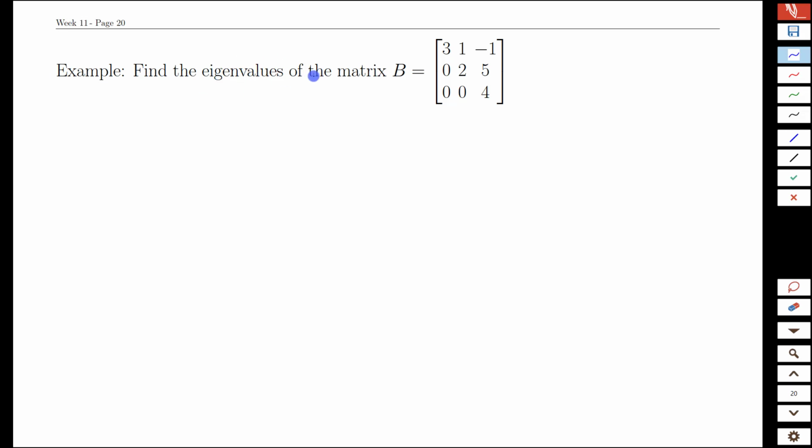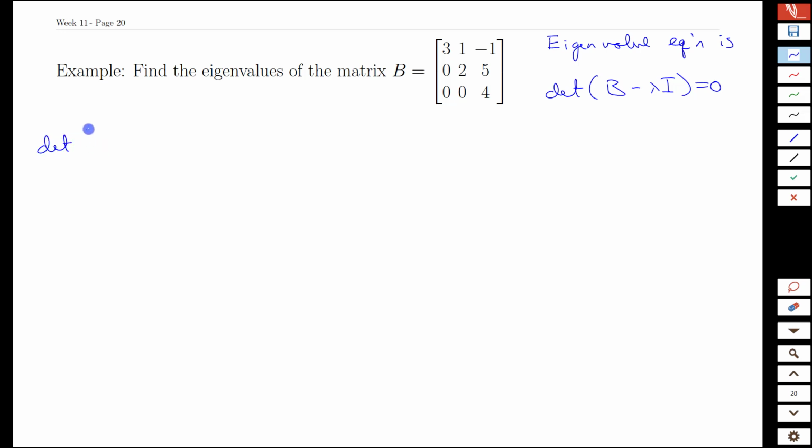In this problem, we're asked to find the eigenvalues of the matrix B, which is a 3 by 3 matrix here. And we just remind ourselves that the eigenvalue condition or equation is that the determinant of B minus lambda I has to equal 0. We have to have this matrix be non-invertible, and that implies having a determinant of 0. It collapses something. All right, so let's figure that out.